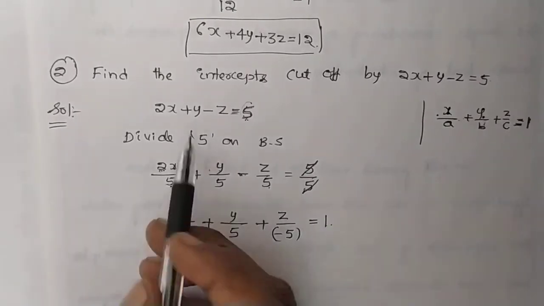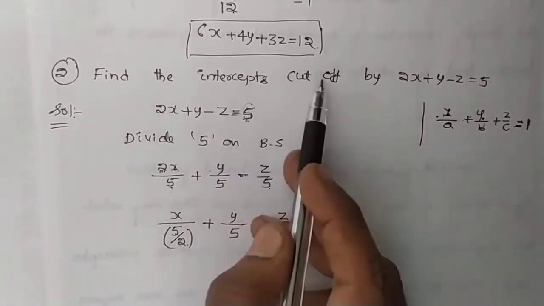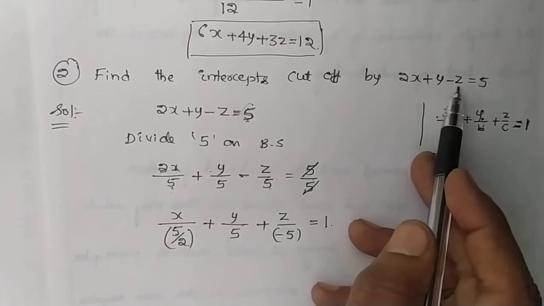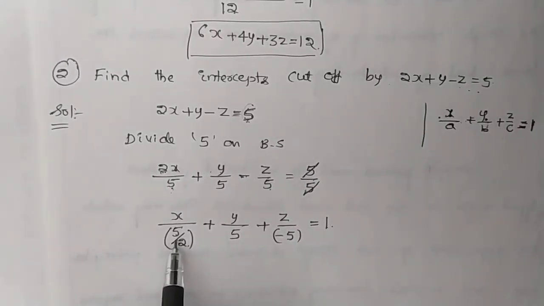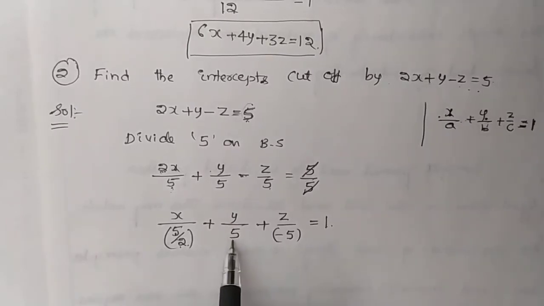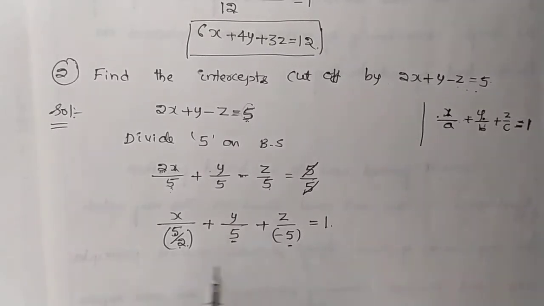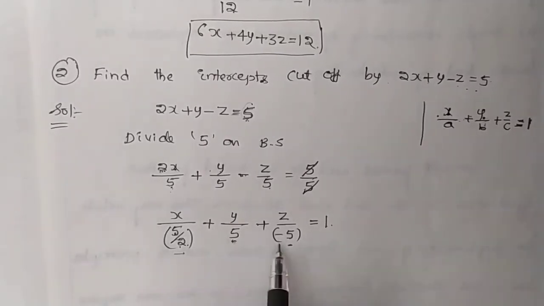What do we have to find? Find the intercepts cut off by 2x plus y minus z equals 5. Here the intercepts are 5 by 2, 5 and minus 5.